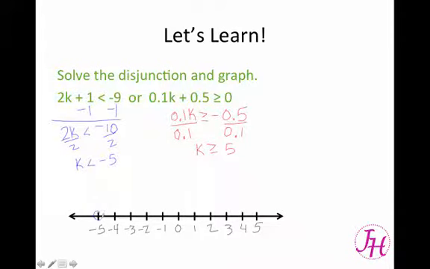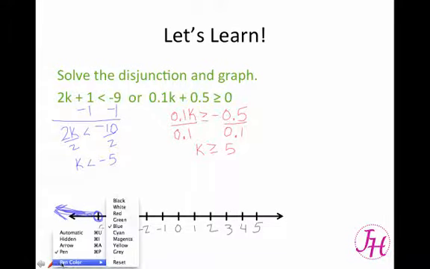So we need a circle on negative 5, but we're not going to close it in because it does not have that equal to line underneath. And because our variable is on the left-hand side, we can take the direction of that inequality. It's pointing to the left, so we're going to go to the left. That's where we want to shade. So we're shading to the left. Okay? So that's good for the first one.